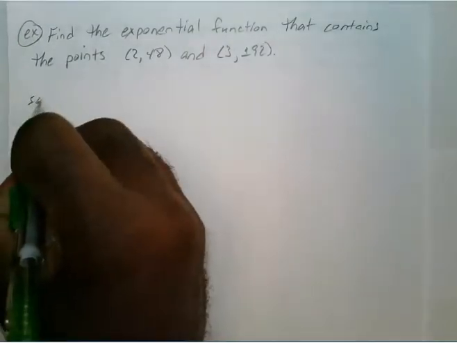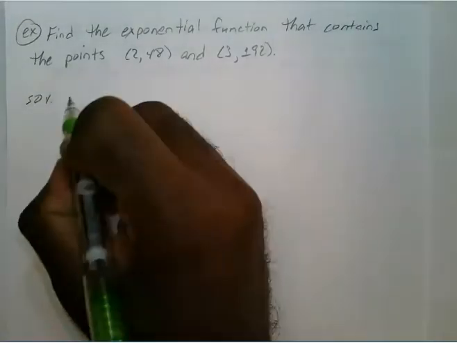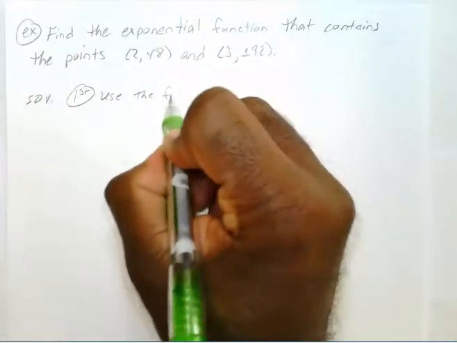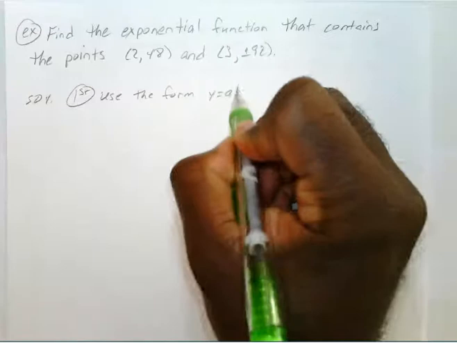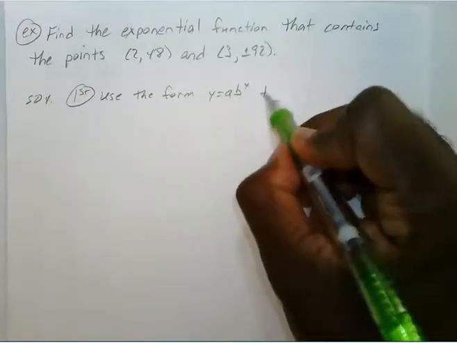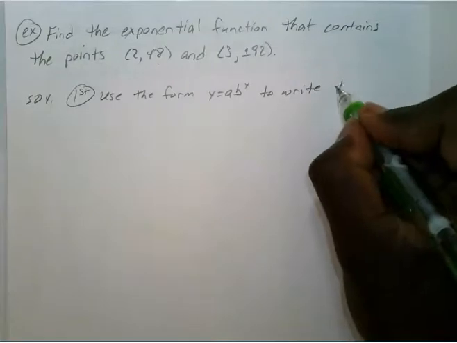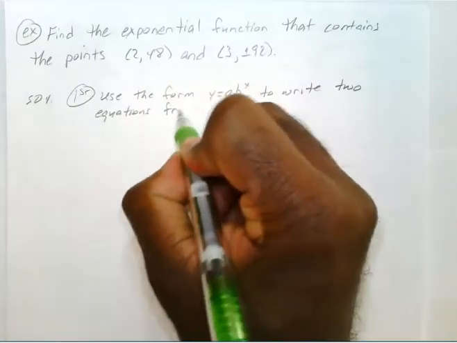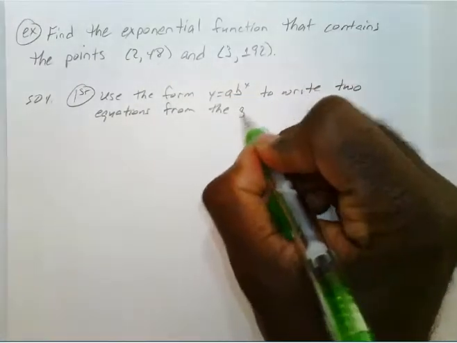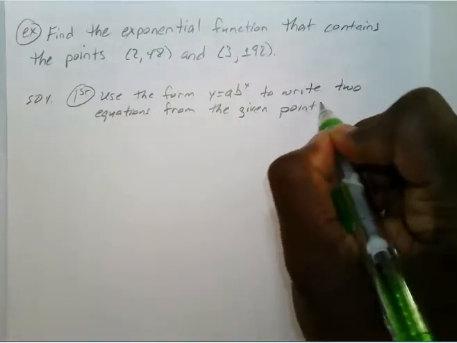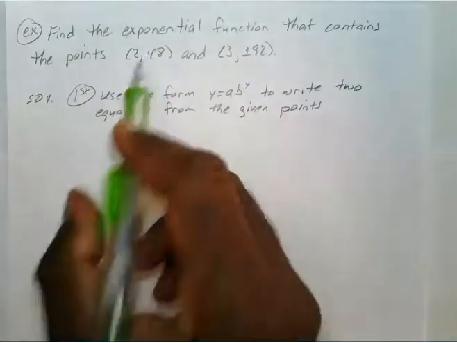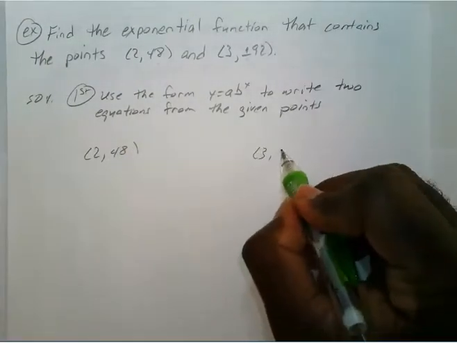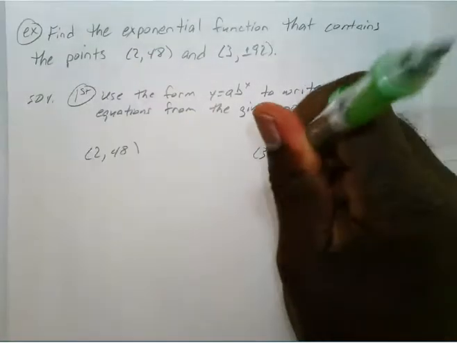Okay, so the first thing you're going to do is you're going to use the form y equals a b to the power of x to write two equations from the given points. Okay, so what we're going to do is we're going to have this one, the point (2, 48), and the point (3, 192).